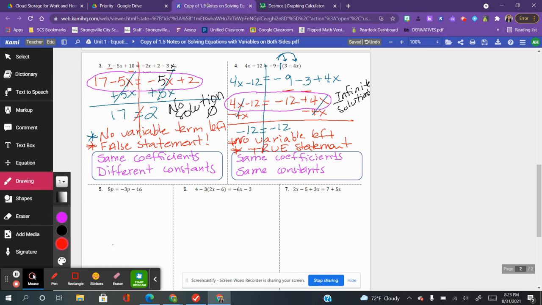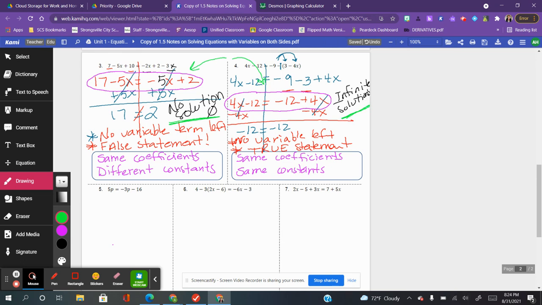So notice the difference between these two problems. In this problem, I had the same coefficient but different constants. And in this problem, I had the same coefficient and the same constants. And because of that, I ended up with two very different answers.